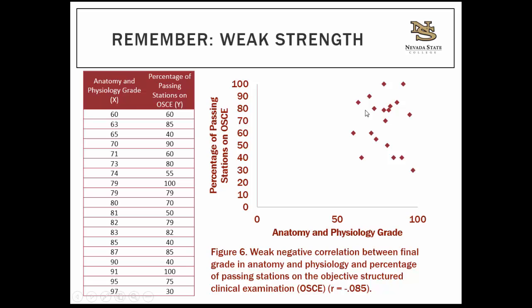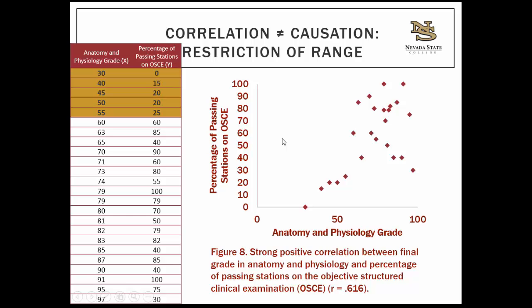Well, this could be due to restriction of range. Because if you think about it, those who do really, really poorly on anatomy and physiology, because that's a really important class that you take, maybe they did horrible in anatomy and physiology and they changed majors. They're like, I can't hack this medical stuff. So they never even got to the point where they were doing the OSCE. So we don't have the data for those people who did poorly on anatomy and physiology because they never got to this point.